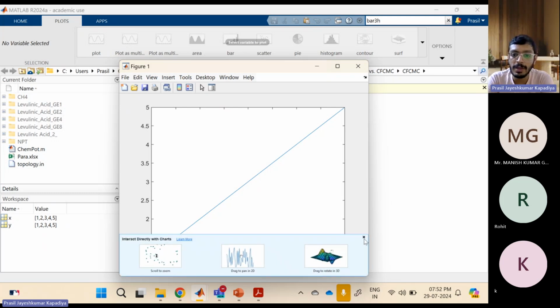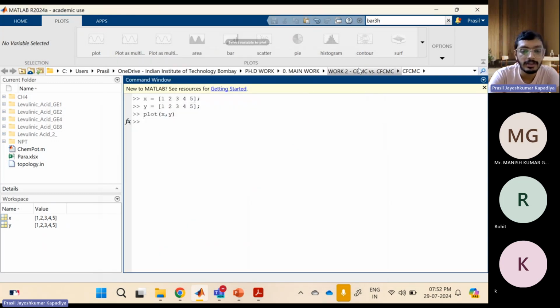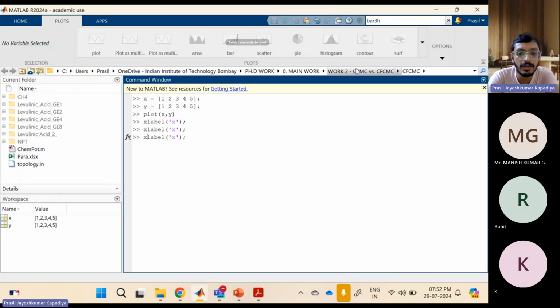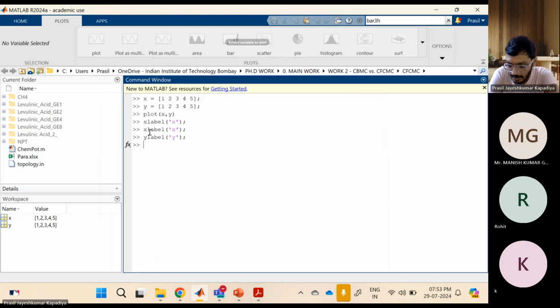But let's say I want to label my x-axis and y-axis. So to label that, I can write xlabel, and I will write it as x, correct? It updated, so see, x came out. And let's say I want to write my y label as y. So this is the command for xlabel and ylabel to give the name of the axis.